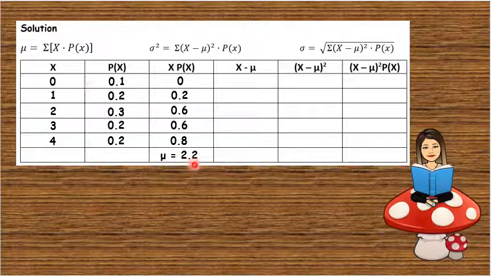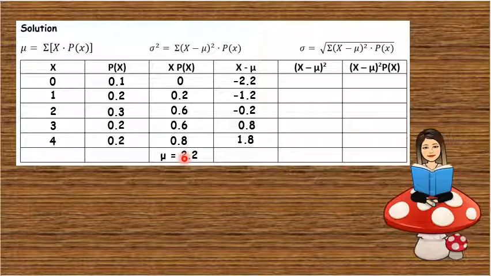So, we have 0 minus 2.2. Siyempre, it's negative 2.2. 1 minus 2.2 is negative 1.2. 2 minus 2.2 is negative 0.2. 3 minus 2.2 is 0.8. 4 minus 2.2 is 1.8.